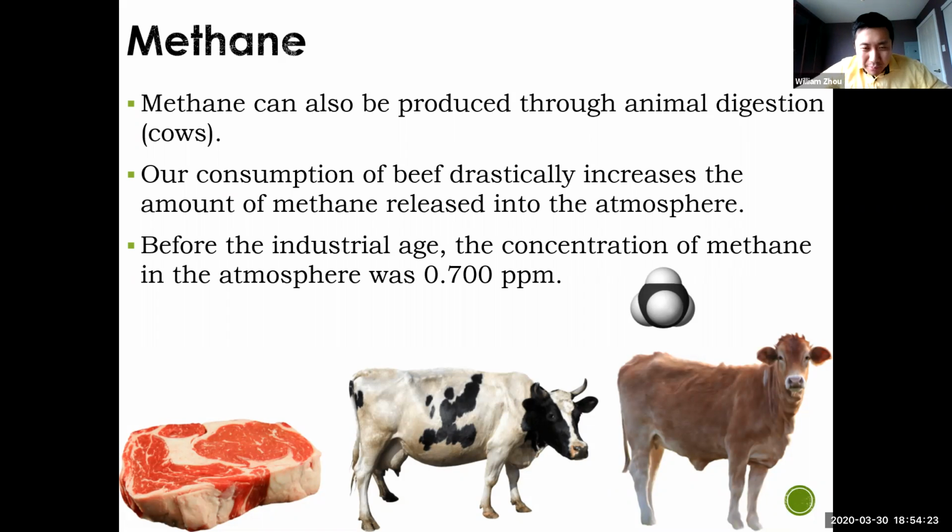Now, methane before the Industrial Revolution was 0.7 parts per million. Now it is 1.78. So it's more than doubled. Okay, and it is currently still increasing.